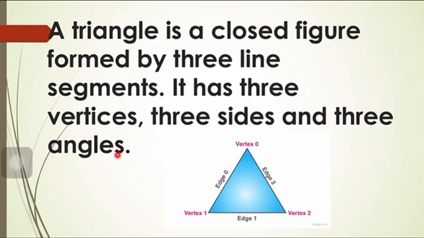And three angles. What are the three angles? Here one angle, here one angle, and here one angle. These are the three angles of a triangle. And this is the definition of the triangle.